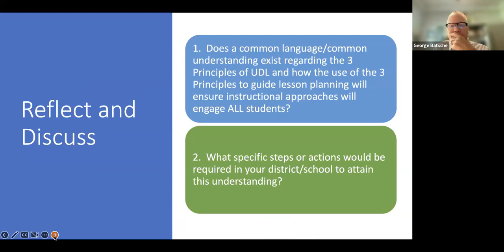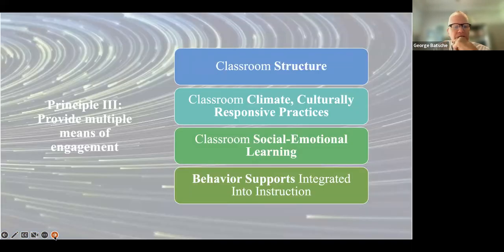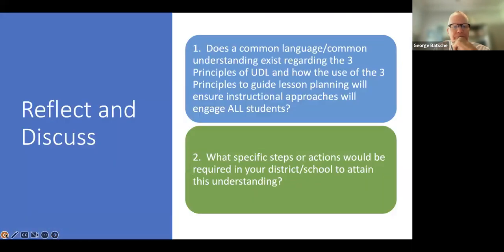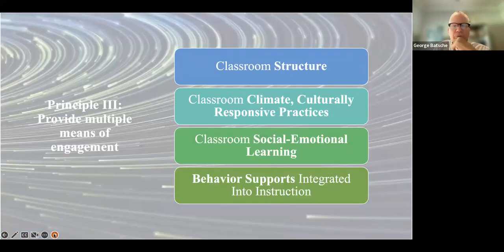So principle 3 is basically looking at what is it about the classroom structure? What is it about the climate, culturally responsive practices? What is it about classroom social emotional learning and behavior supports integrated into instruction, which we'll talk about November 9th. These are the things that ensure that that environment is safe for students to risk.